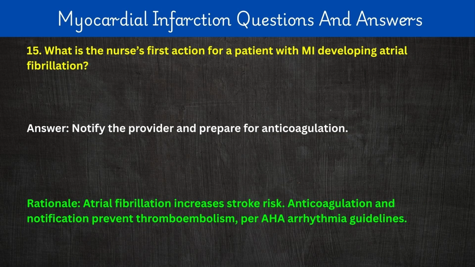15. What is the nurse's first action for a patient with MI developing atrial fibrillation? Answer: notify the provider and prepare for anticoagulation. Rationale: atrial fibrillation increases stroke risk. Anticoagulation and notification prevent thromboembolism, per AHA arrhythmia guidelines.